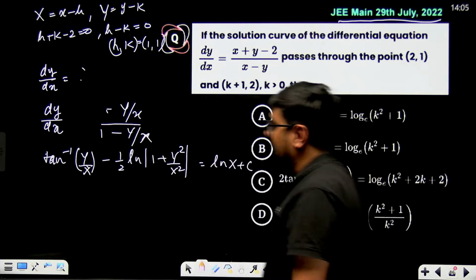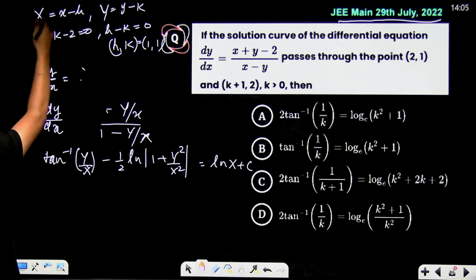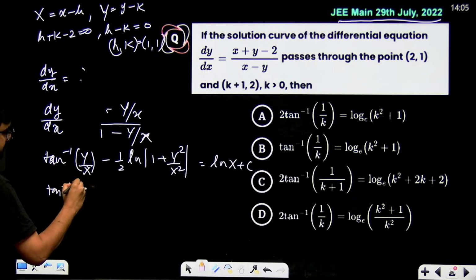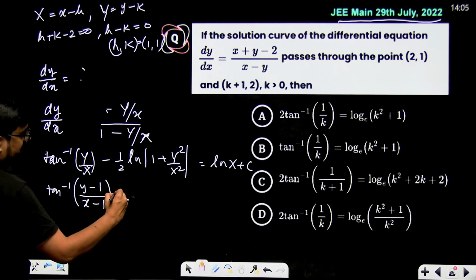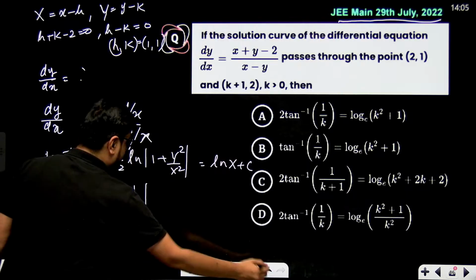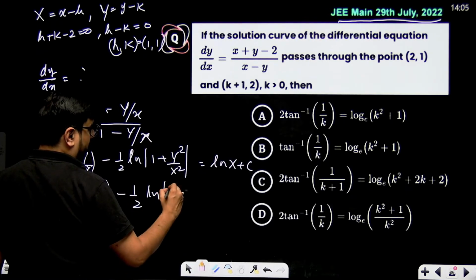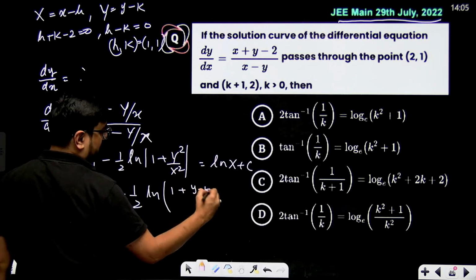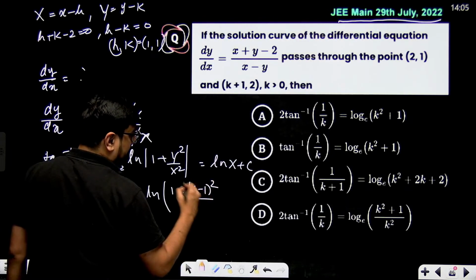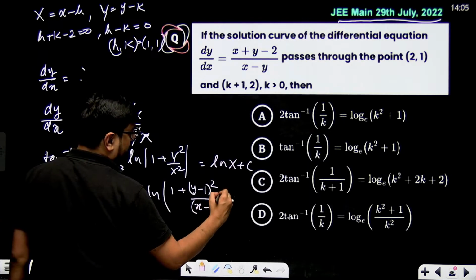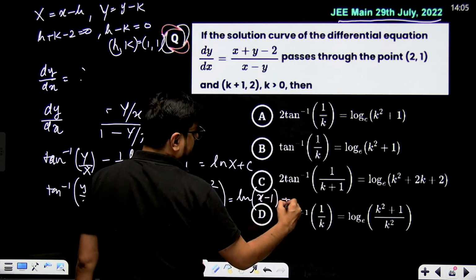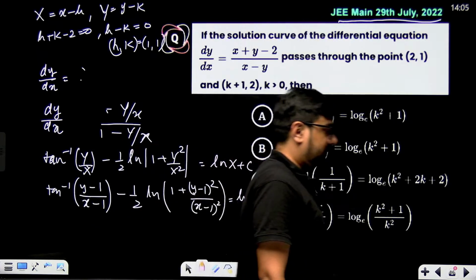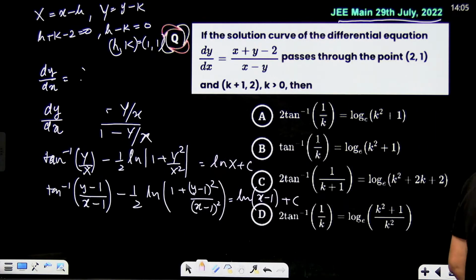Okay, now this will again become tan inverse. Now what do we have? This will become tan inverse of (y minus 1) upon (x minus 1), minus half ln of 1 plus (y minus 1) whole square upon (x minus 1) whole square, equal to ln of (x minus 1) plus c. This is what we are going to have.